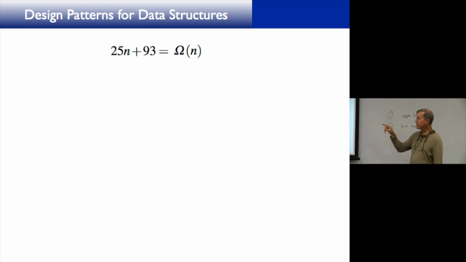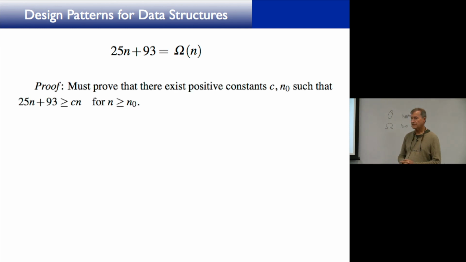So now let's do an example of a lower bound. 25n plus 93 is bounded below by n. It's big omega of n. So now what's the statement that we have to write down to start our proof? We have to always write down the statement before we actually demonstrate the proof. Prove there exists positive constants. What are they? C and n naught. Not n, but n naught. Such that 25n plus 93 is greater than or equal to c times n.